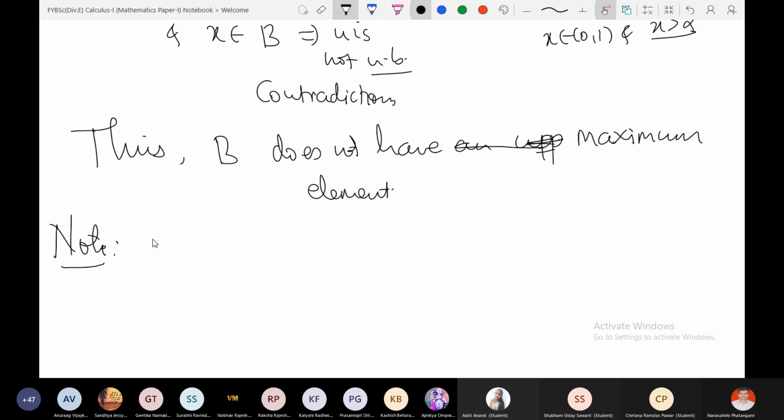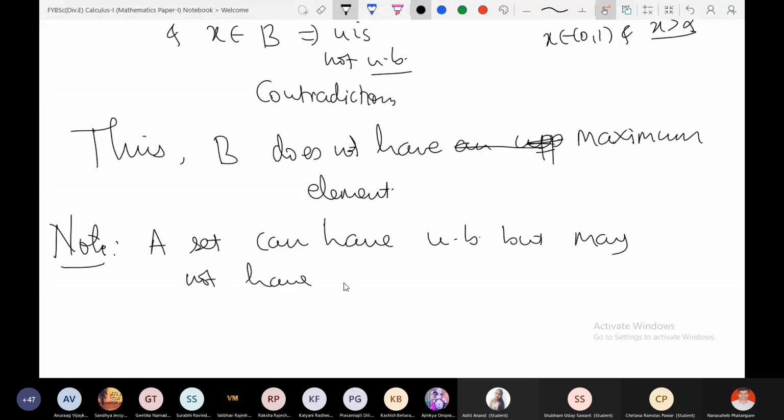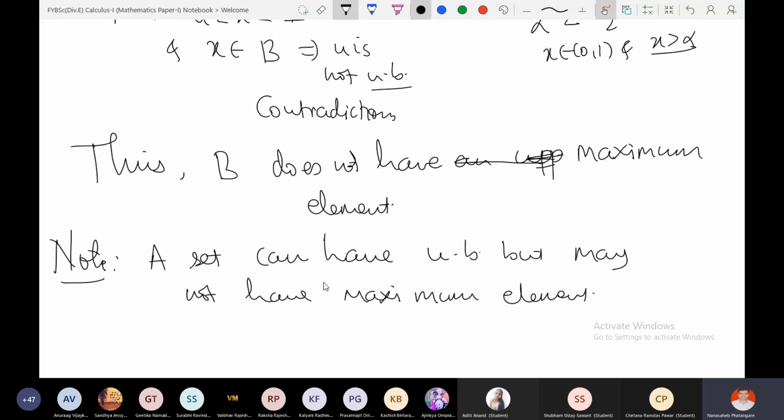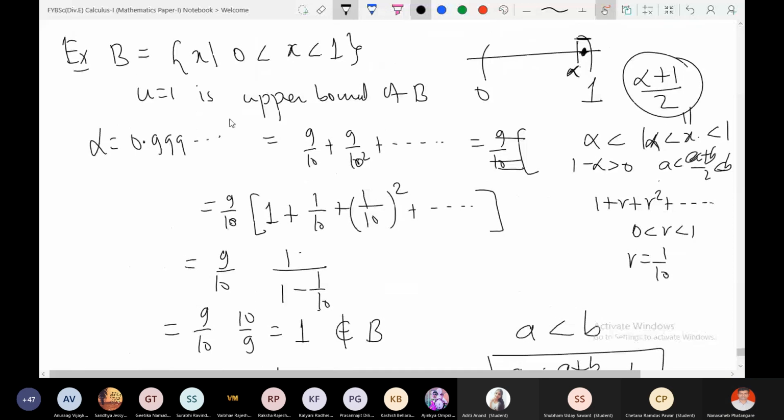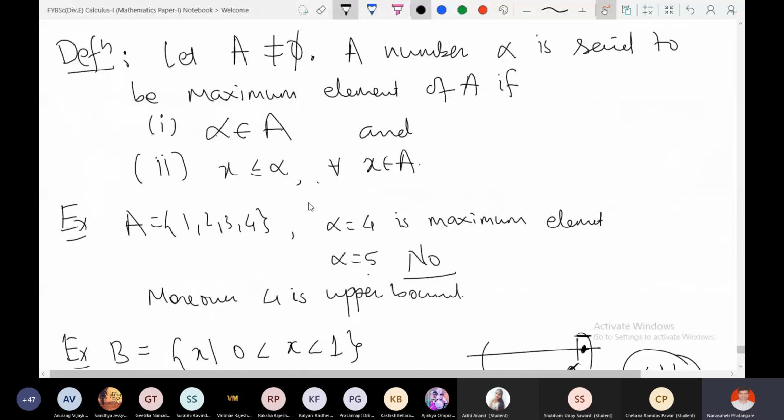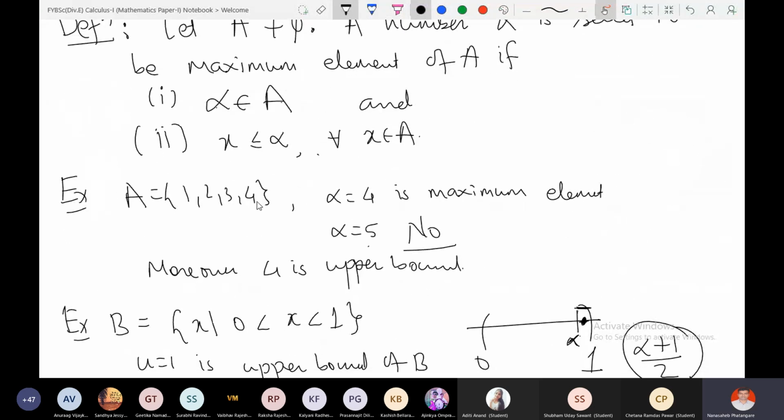A set can have an upper bound but may not have a maximum element. So this is an example: this set has many upper bounds but a maximum element does not exist. And this set has a maximum element as well as an upper bound. So the maximum element exists.